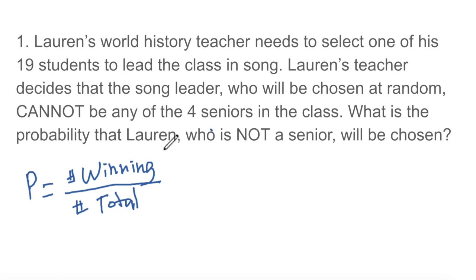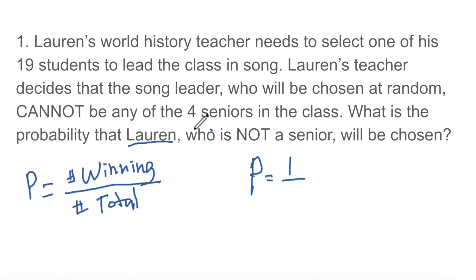In this case, there's only one Lauren in the class, right? That's the only winning outcome, when Lauren is picked. So this is going to be one winning outcome because there's only one Lauren. There's only one case where Lauren gets picked. How many total outcomes are there? Well, there are 19 students, so maybe it's just 19.